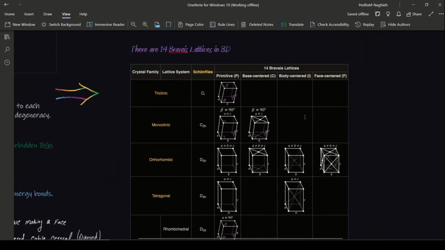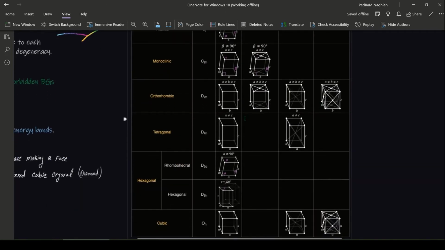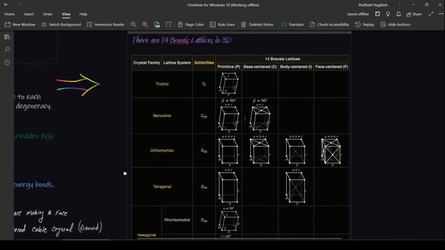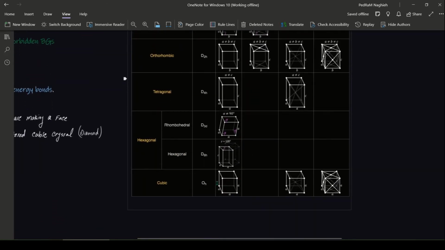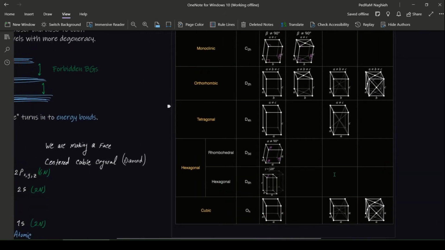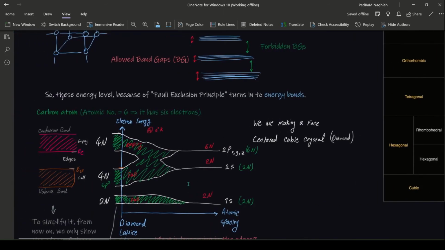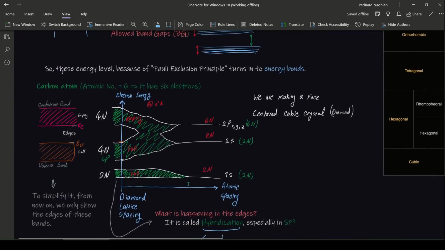We have all these 14 Bravais lattices in 3D. These are all possible lattice formats. We are just looking at this one, a basic simple cubic. In advanced device physics, we will consider and study the others. But for now, we just take a look at this one.